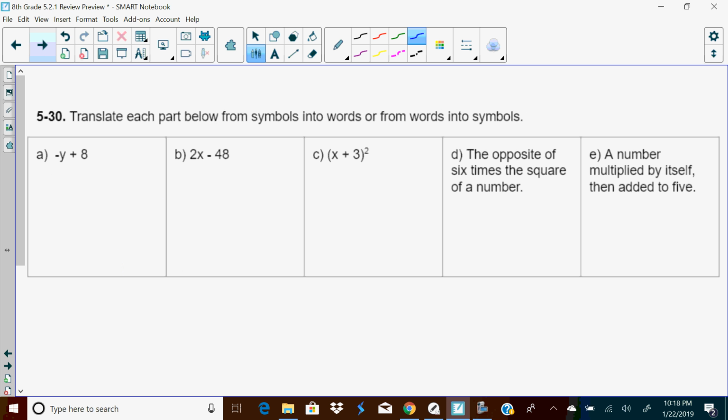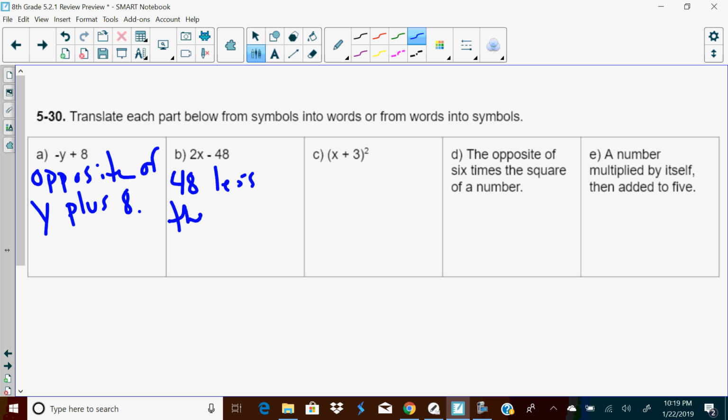Okay. 530, translate each part below from symbols into words or words into symbols. So for A, it was the opposite of Y plus 8. B, 48 less than twice a number.